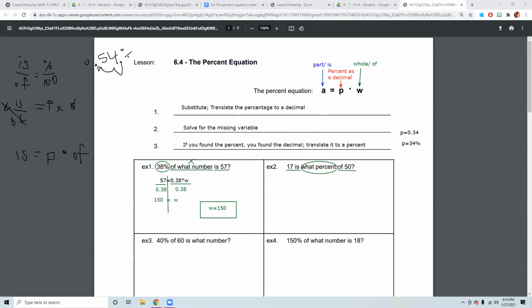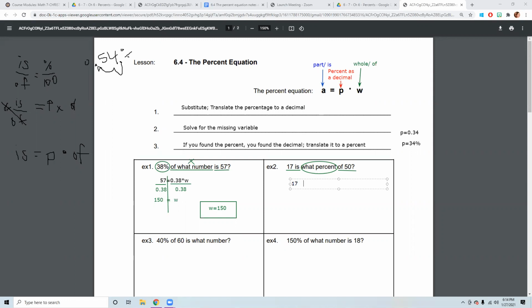Now that I have the statement broken up into my 3 different numbers, I'm going to go ahead and use my percent equation. So let's get out our text box. We always are going to start out with our part, which is our is. So A is our is, and is 17. So that's the number I'm going to start off with, 17.